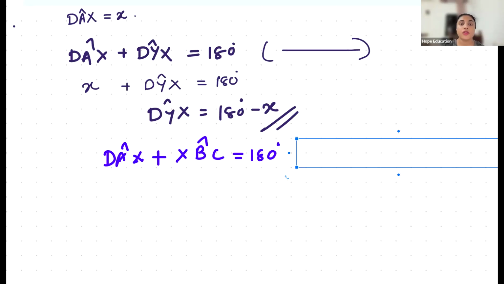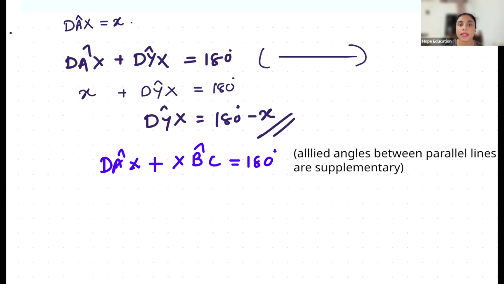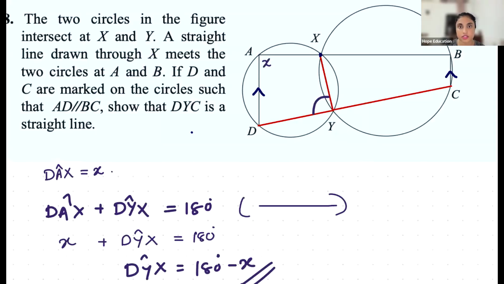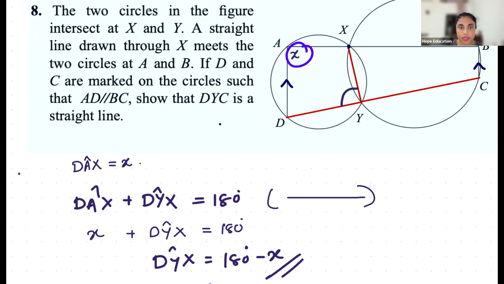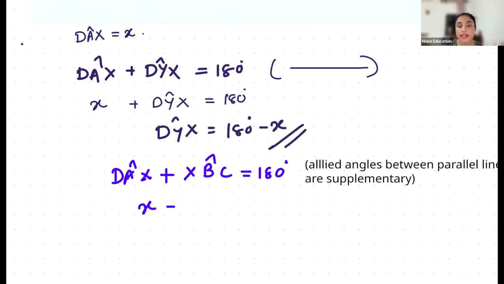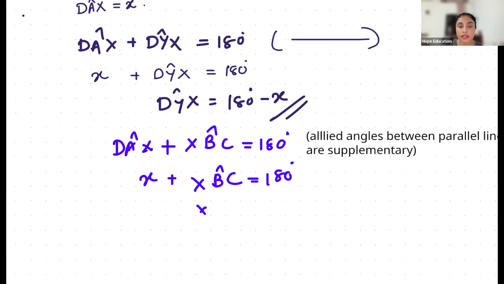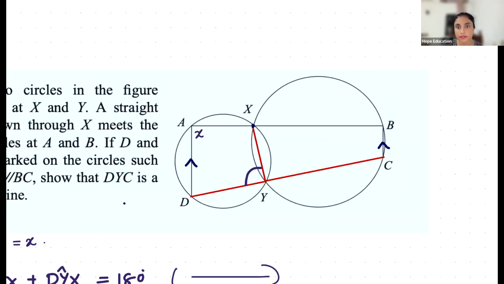Okay. So for DAX I used the letter x. So I'm going to use that letter. DAX plus XBC equals 180. Therefore XBC is 180 minus x. So for XBC too I found a value.